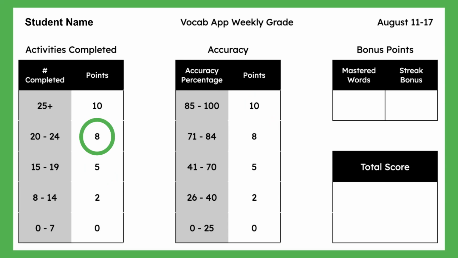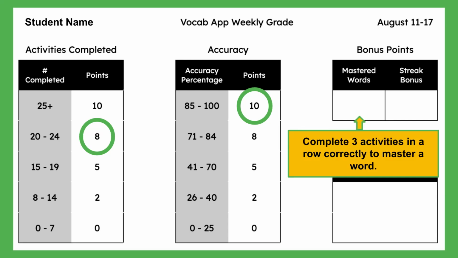On this next one, they scored maybe 23, so they got 8 points, and they did really well on their percentage. So far they have 18 points. But now they mastered some words. In order to master a word, you need to complete 3 activities in a row correctly to master that word.